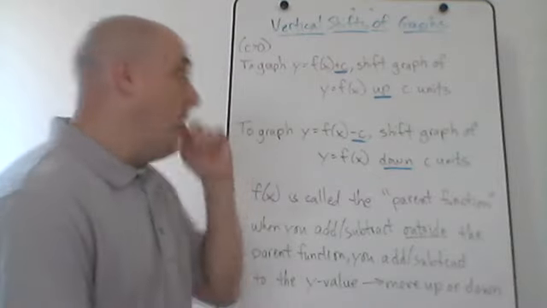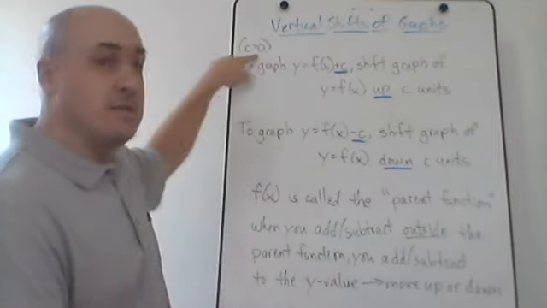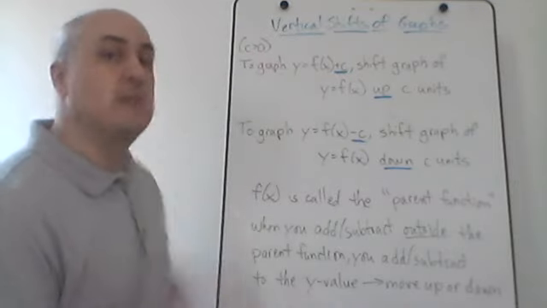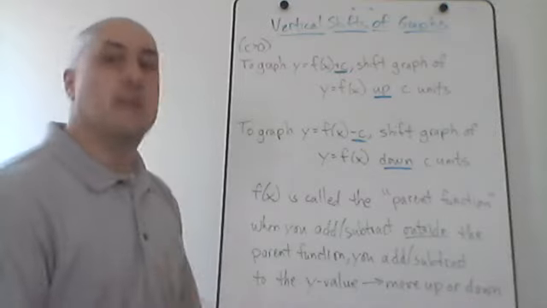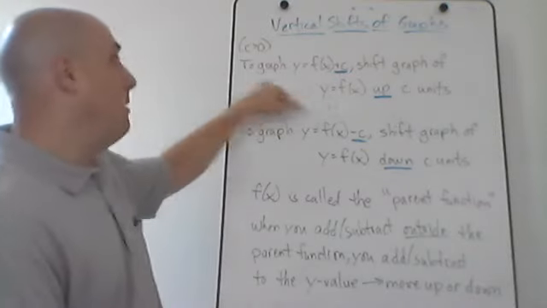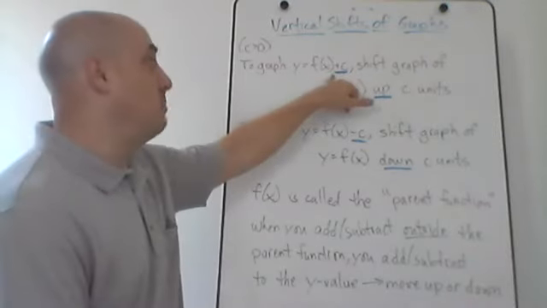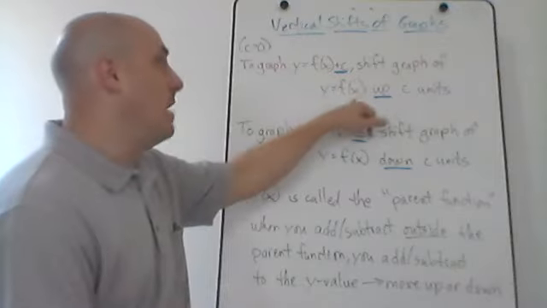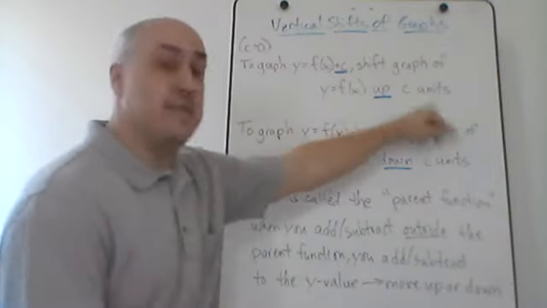Alright, so assuming that c is greater than 0. So c is some constant, it's a number, and we're saying here that it's a positive number. So if I want to graph the function y equals f of x plus c, I shift the graph of y equals f of x up c units.